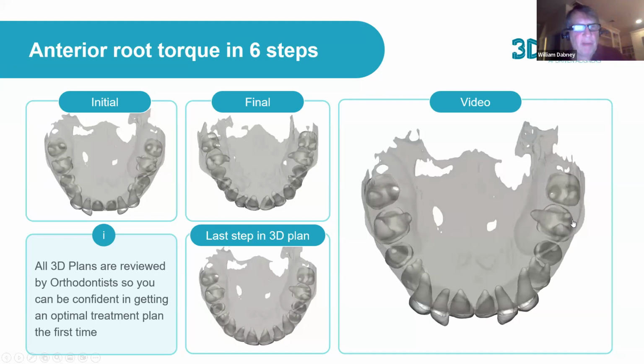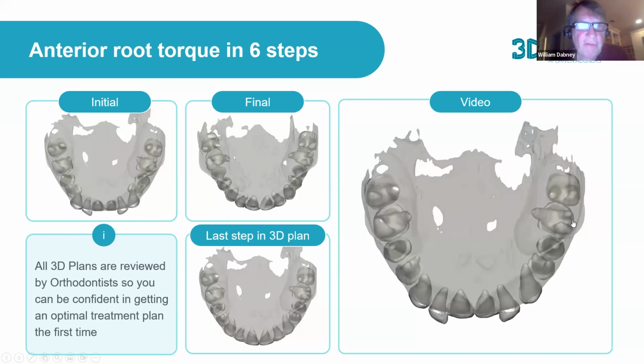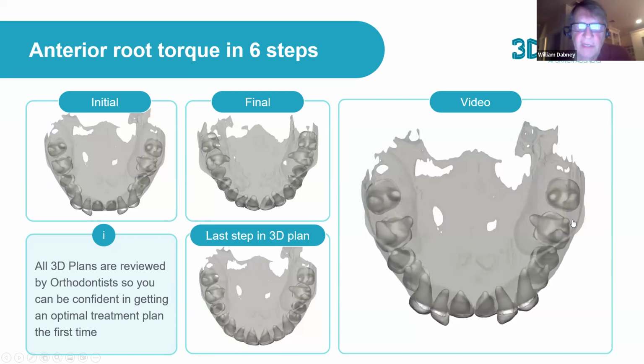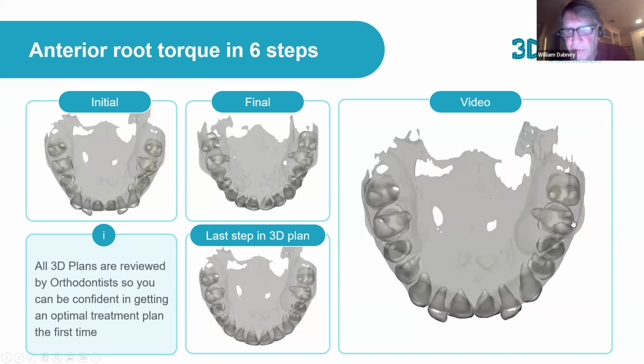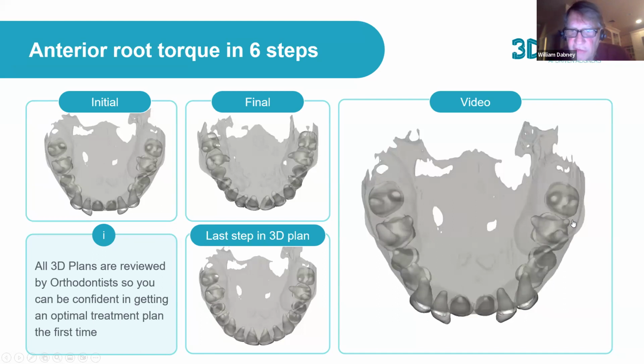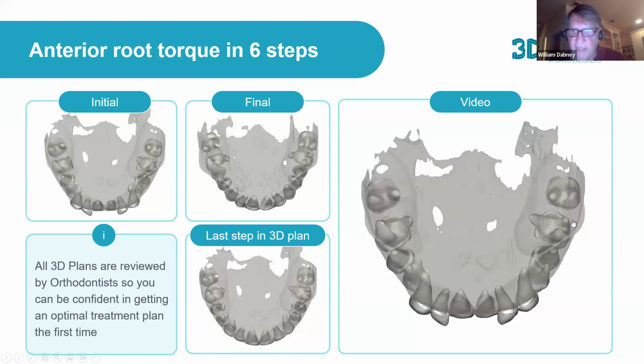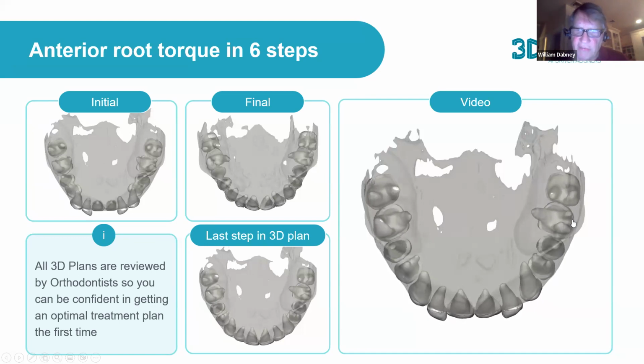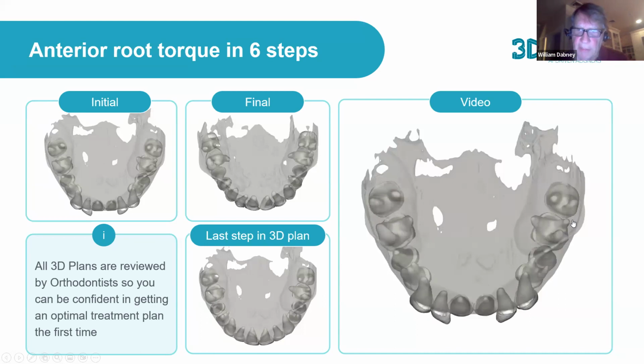All your plans are reviewed by an orthodontist. You're welcome to talk to the digital lab and ask questions and raise concerns. But the initial and final are shown, and then on the right, the video shows you how everything's working. Look how nicely those teeth are moving distally, creating space, and now you're able to torque those upper incisors very nicely and very predictably.